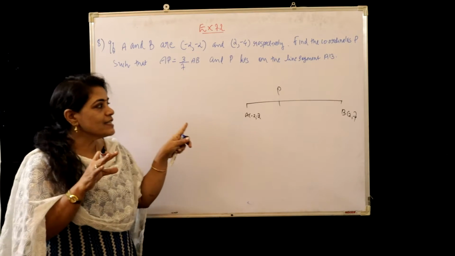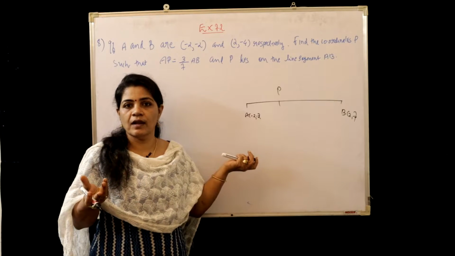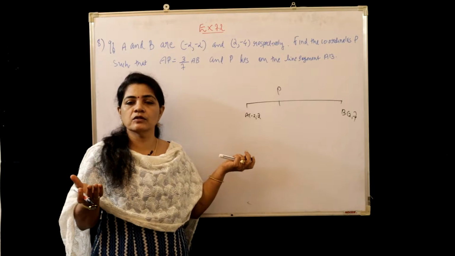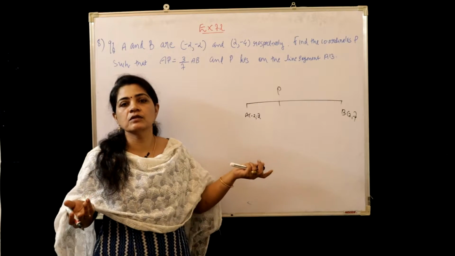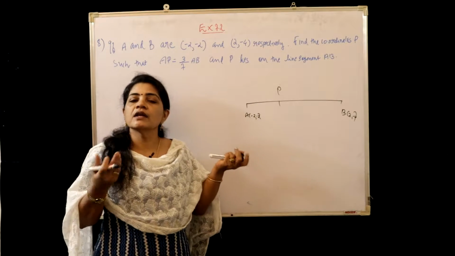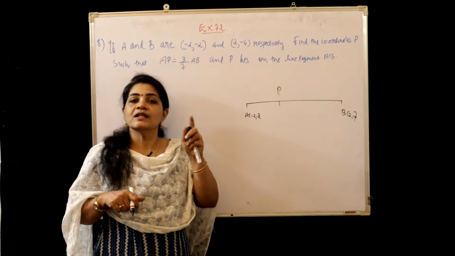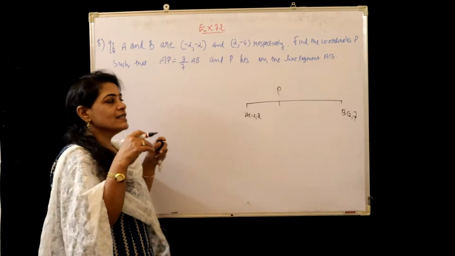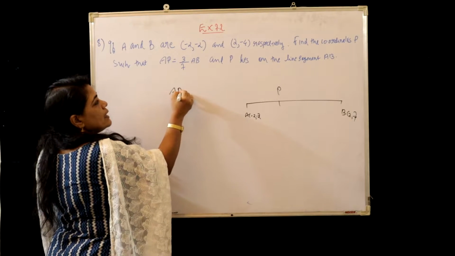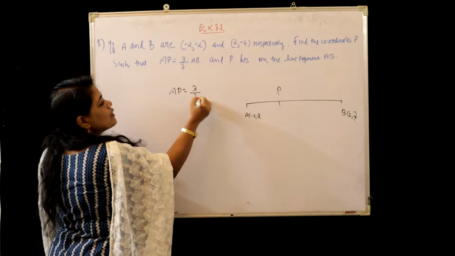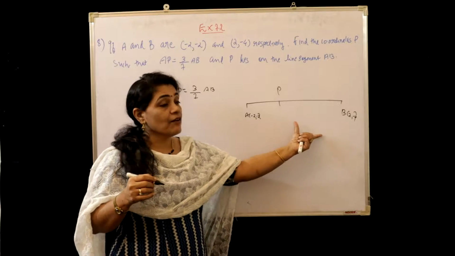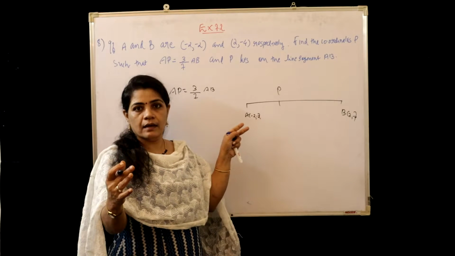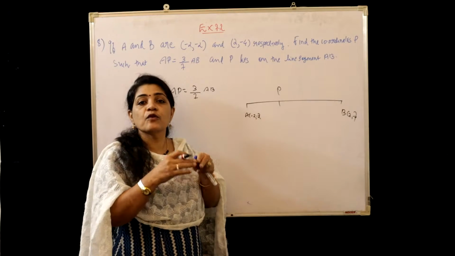After seeing the question, it is clear that we need the section formula because P is not the midpoint. In order to get P's coordinates, we have to apply the section formula, but the ratio is not given. Instead of a ratio, we have a clue: AP equals 3 by 7 of AB. That means out of the 7 equal parts of AB, 3 parts are for AP.